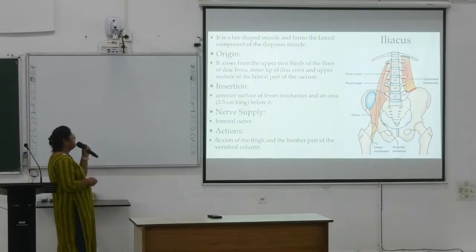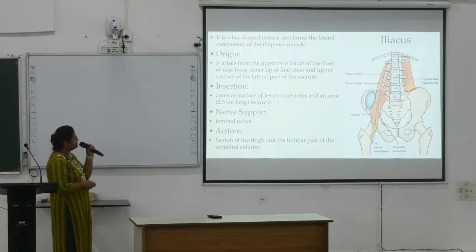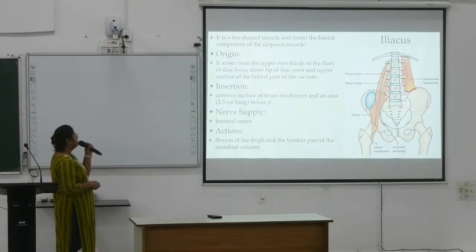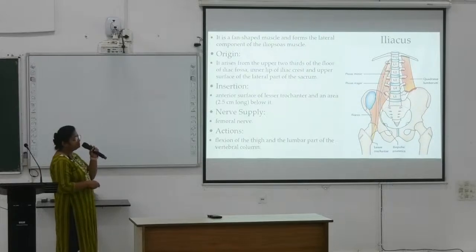Nerve supply: iliacus is supplied by the femoral nerve. Action, it helps in flexion of the thigh and the lumbar part of the vertebral column. So this is the action of the iliacus.